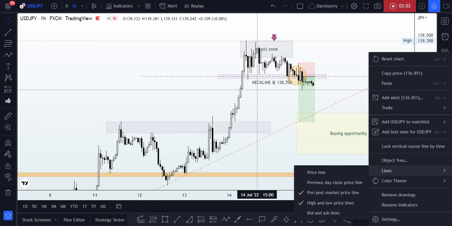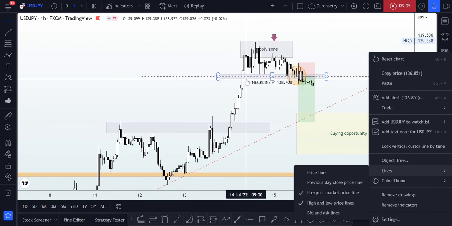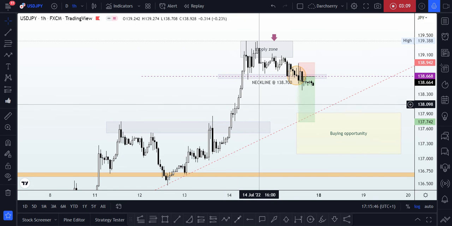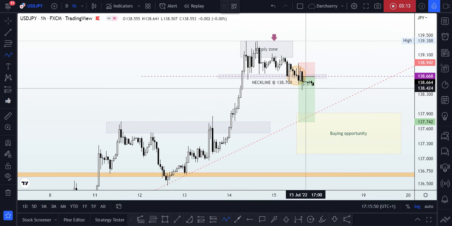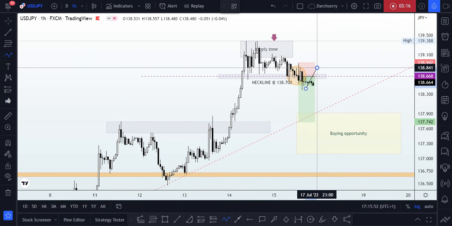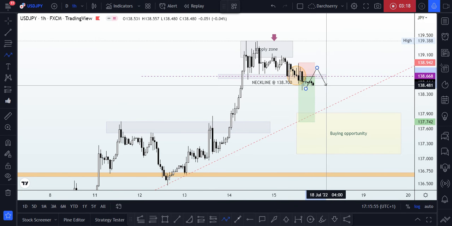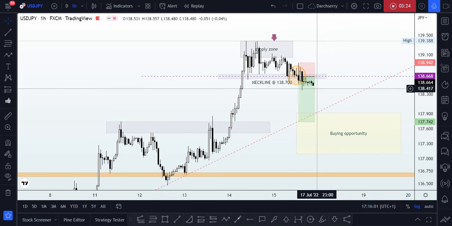Going into the new week, I want to be selling right below the neckline at 138.700. Like I told you earlier, I already have a position running, and if price comes back to do a retest of this level, then I want to be thinking of adding more position to my existing trade. So where would my take profit target be at this point if price continues to the downside from here?